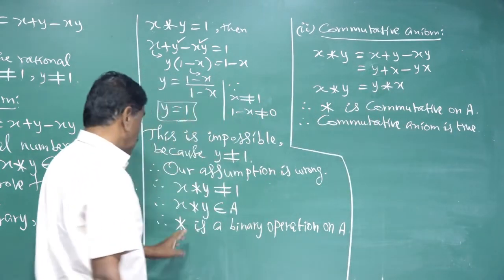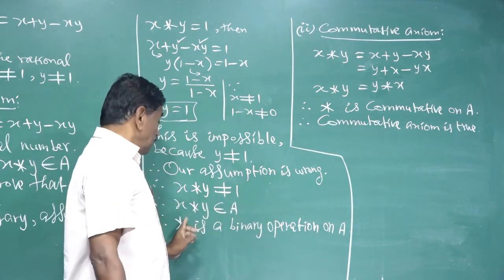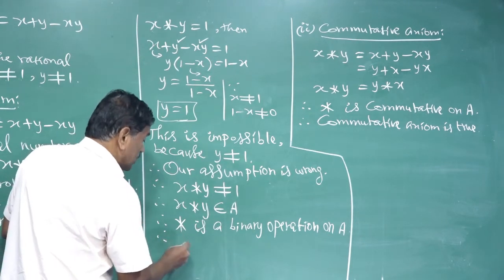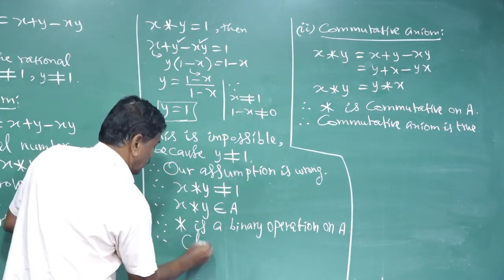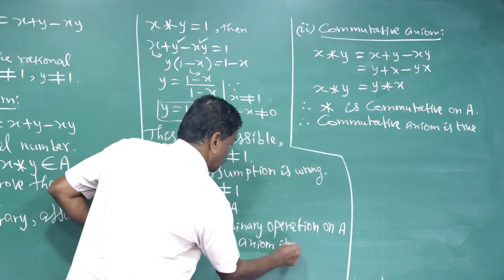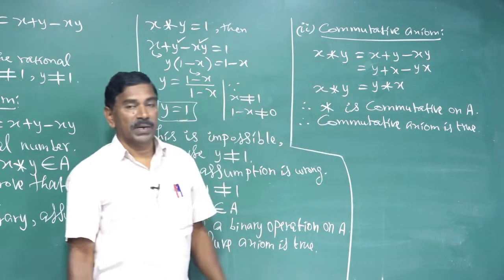And before also, star is a binary operation on A. Therefore, the closure axiom is true. Now, two subdivisions are completed.